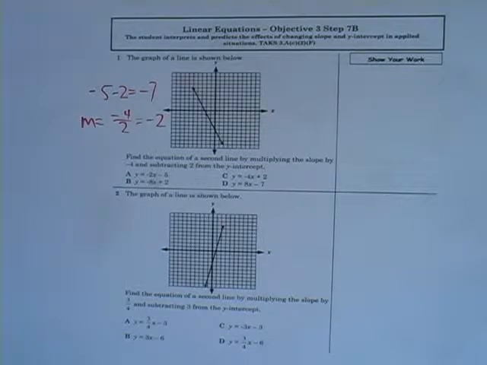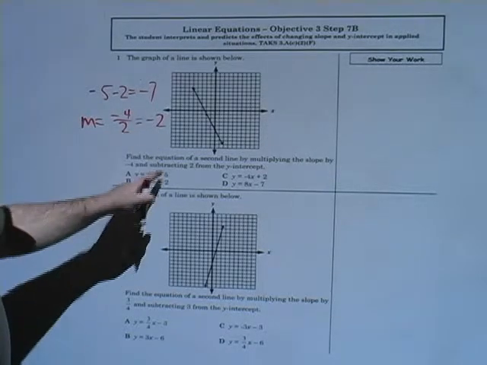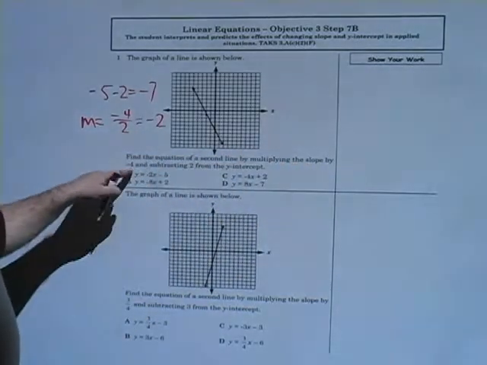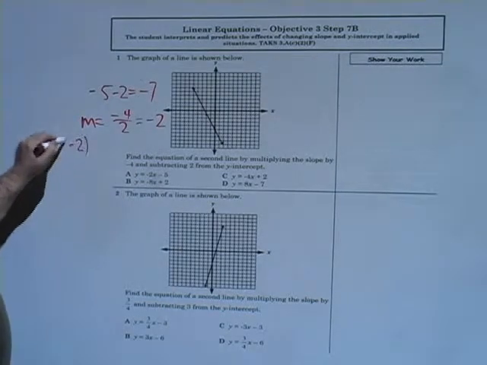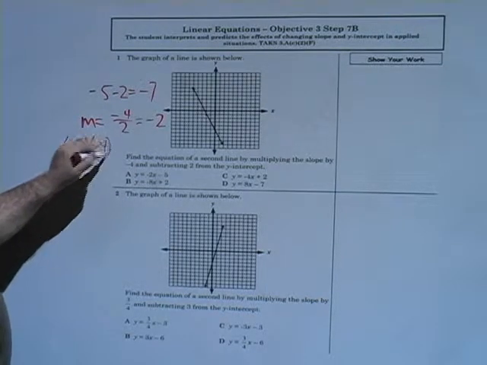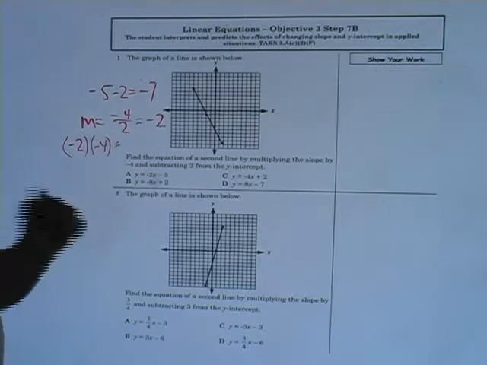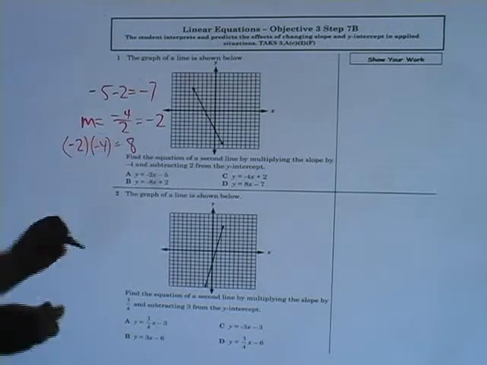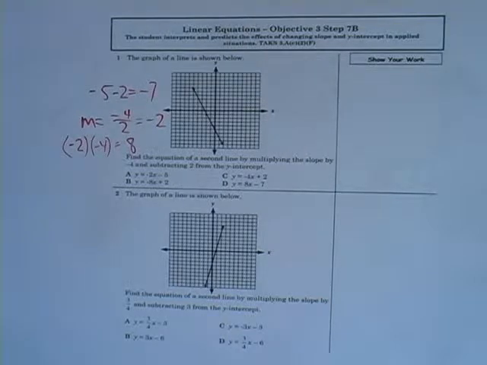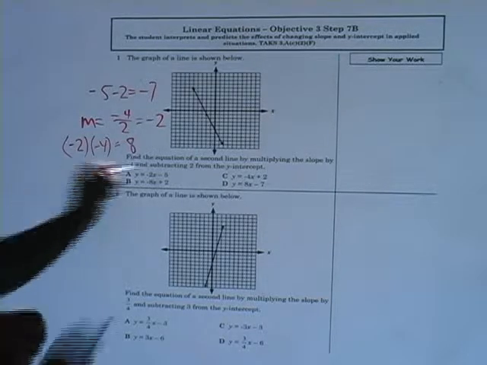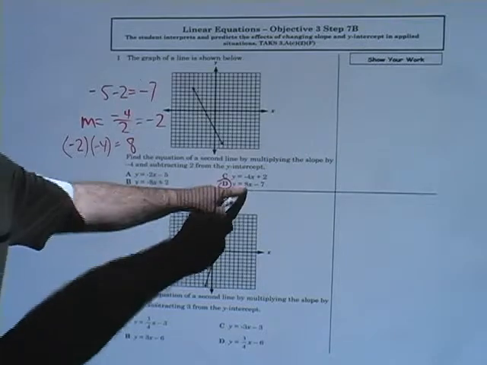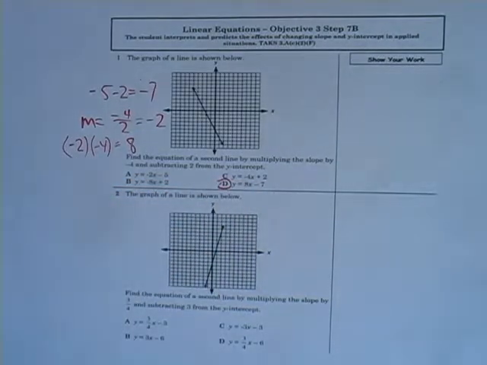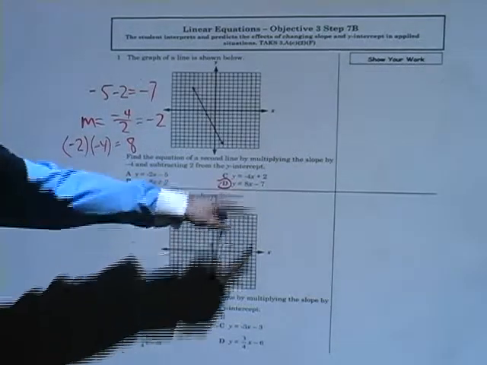Slope is -2. But we're going to multiply that slope by -4. So -2 times -4. Use your calculator. It's +8. Okay. And there it is. Slope of 8, y-intercept of -7. Yeah, what he said.